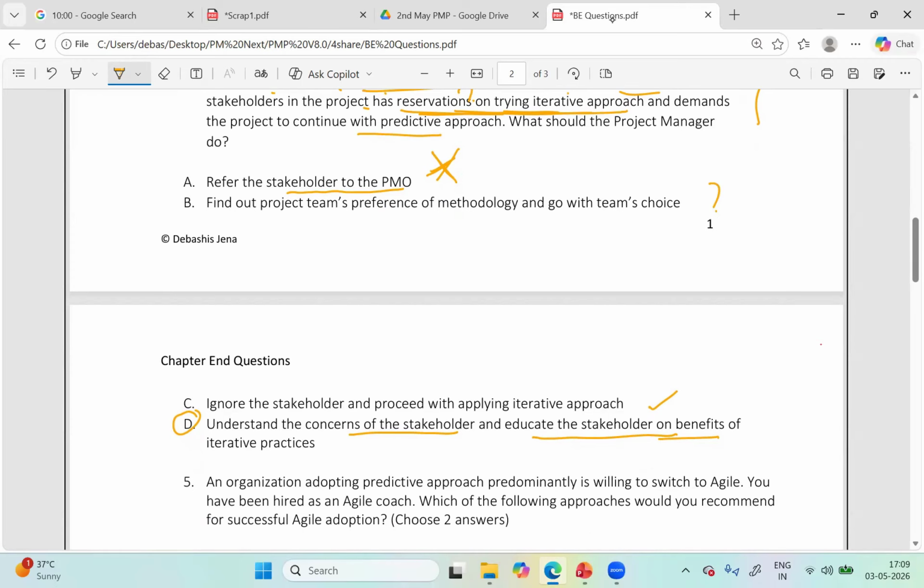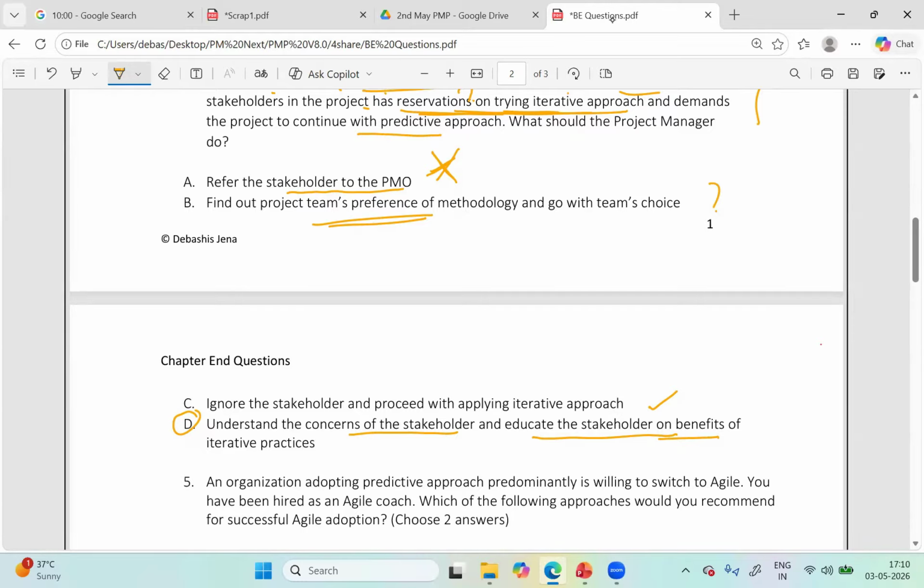Find out the team's preference, why not B? Look, team's preference. What does B mean? You go vote. Hey guys, what's your preferred method? Guys say we love predictive or we love agile. No, I won't adopt what guys prefer. In a project, I would adopt what methodology is suited or what the company's direction is. So that is why B is not a good answer.